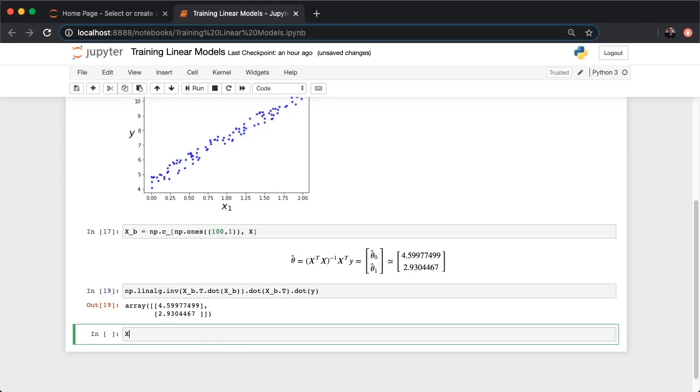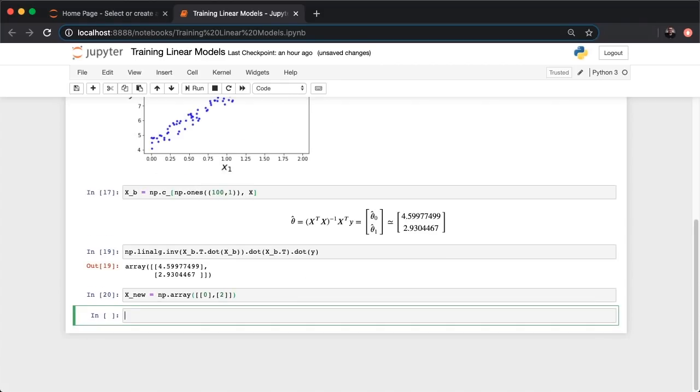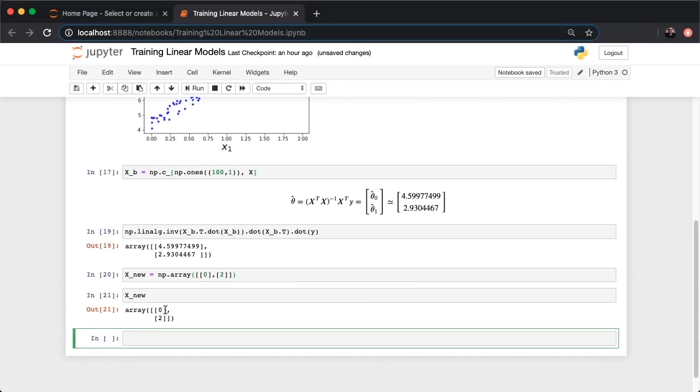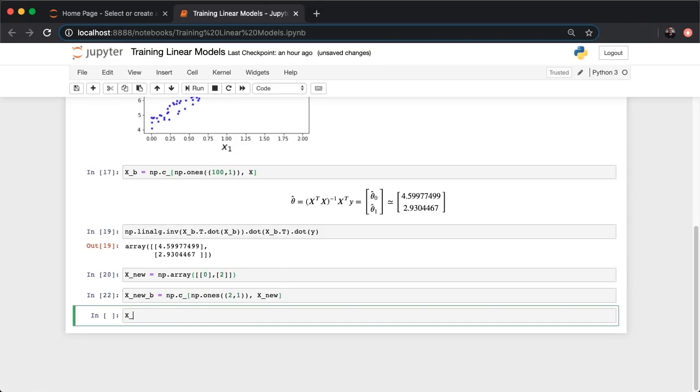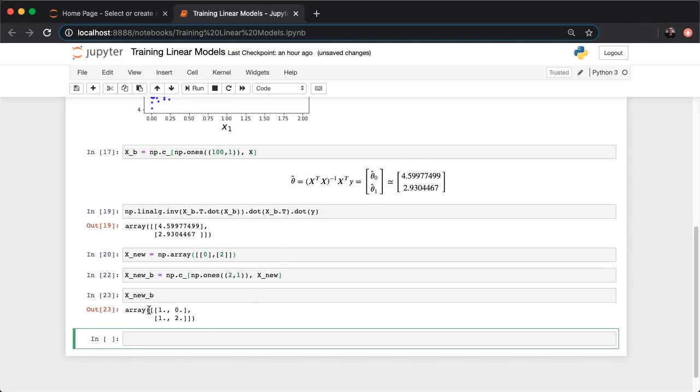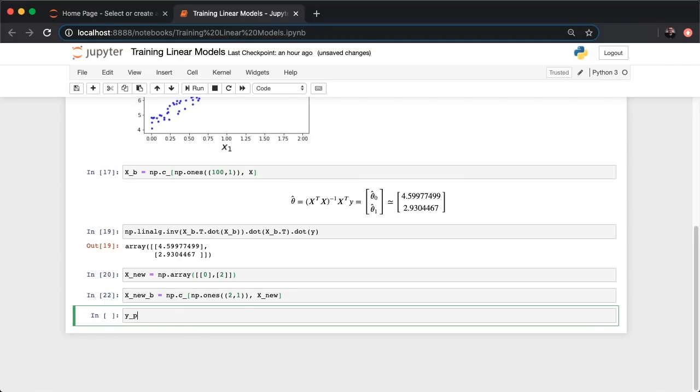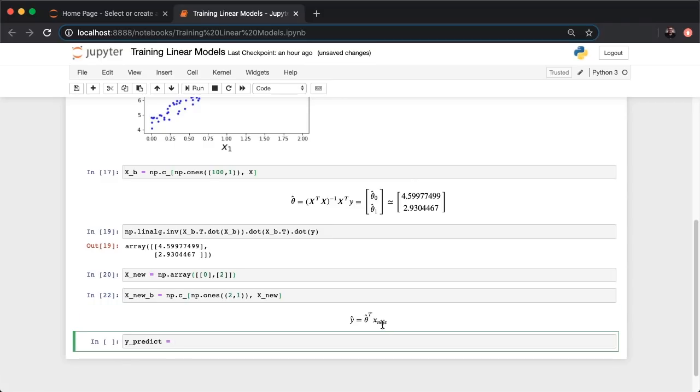The way you can do this is, let's call x new an array containing 0 and 2. So x new looks like this. It's an array of 0 and 2, and we're going to add 1s as we did previously. So x new b looks like this, 1s here, and the points are in the second column. And last but not least, the prediction is done with this simple equation.